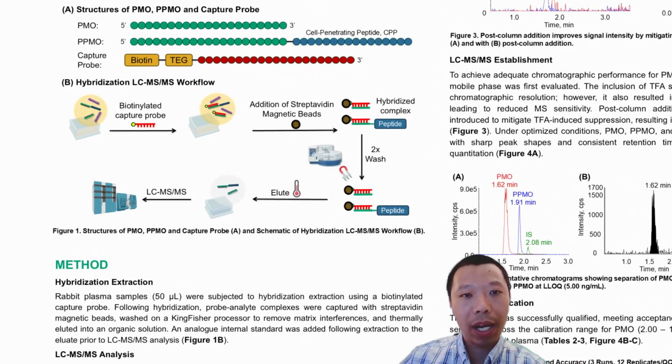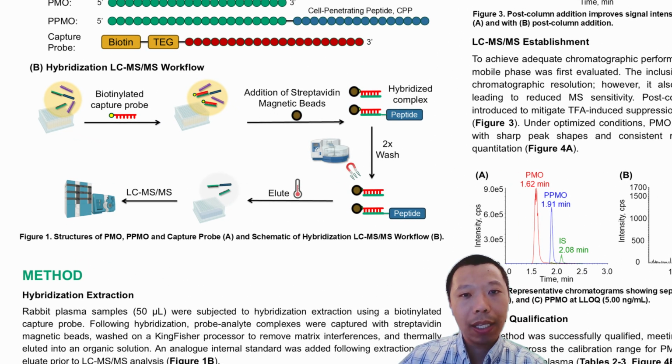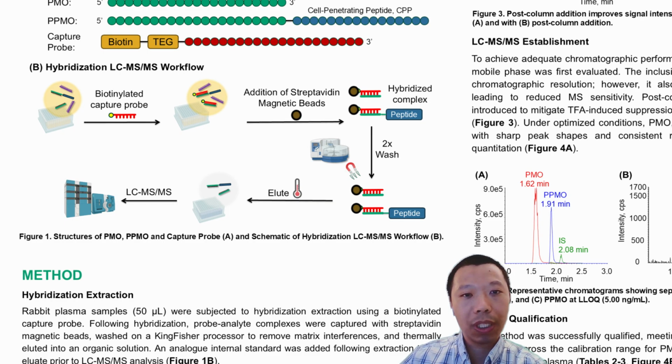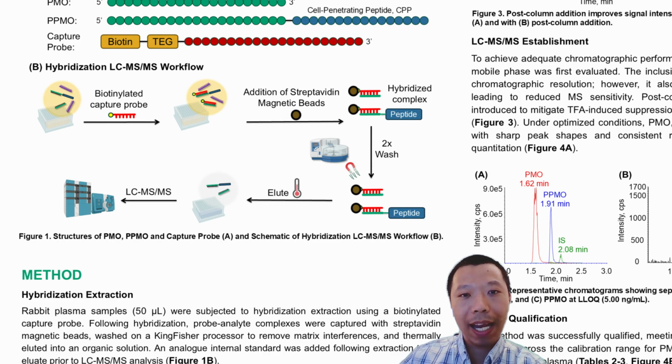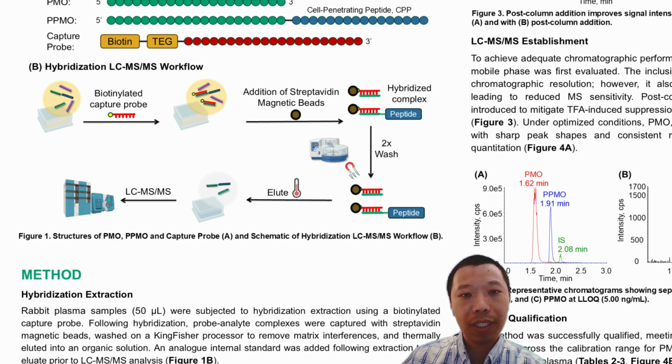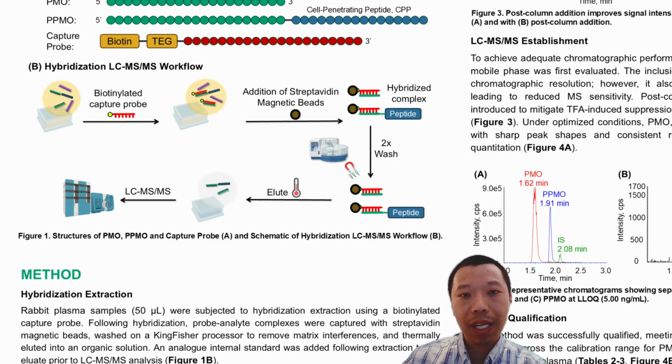As shown in Figure 1, rabbit plasma samples were subjected to hybridization extraction using a biotinylated capture probe. The probe-analyte complex was captured on a streptavidin magnetic bead, followed by washing steps to remove matrix interferences. The analytes were then thermally eluted and prepared for LC-MS analysis. Key parameters, including the probe chemistry, buffer composition, and the probe-to-beads ratio, were systematically optimized to improve extraction efficiency.